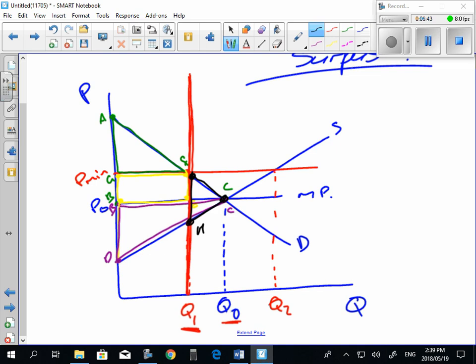So now the new producer surplus is in fact this area. This is our new producer surplus. This is our new consumer surplus. And this is what we call a deadweight loss to society, because both producers and consumers have lost that triangle.